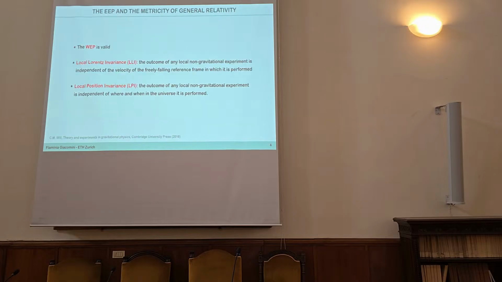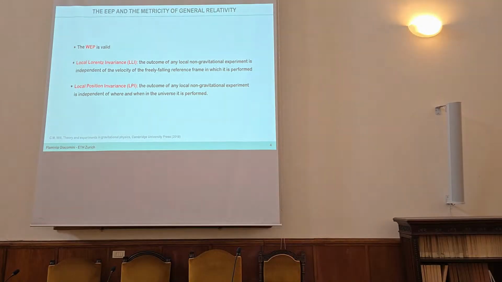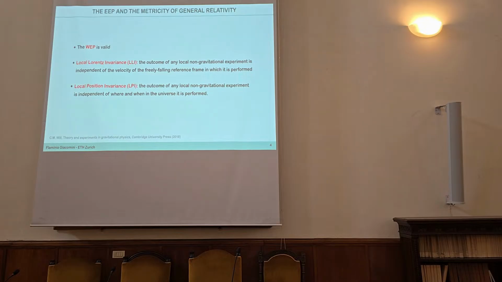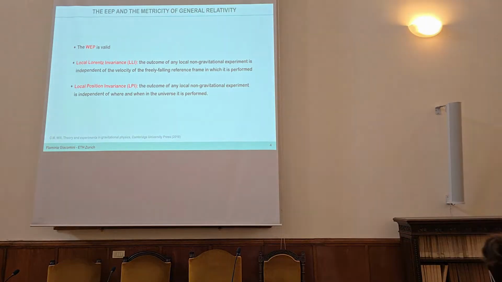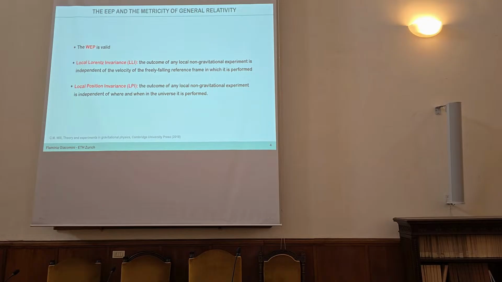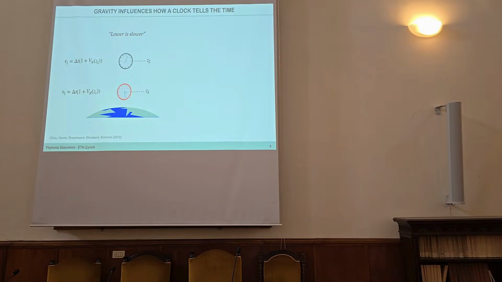So basically, you can divide the principle into three aspects: the weak equivalence principle, that is the universality of free fall; the local Lorentz invariance, that is that the outcome of any local non-gravitational experiment is independent of the velocity of the freely falling reference frame in which it is performed; and local position invariance, that states that the outcome of any local non-gravitational experiment is independent of where in the universe it is performed. These three aspects are not fully independent of one another, and some of you may be familiar with the Schiff conjecture, but anyway, this is a useful classification in order to perform a test of the equivalence principle. So now, how do we test it?